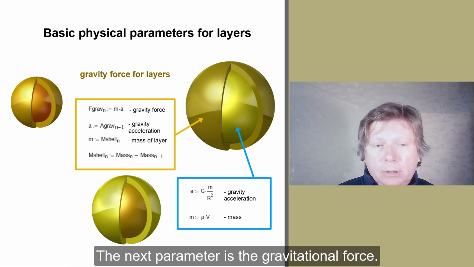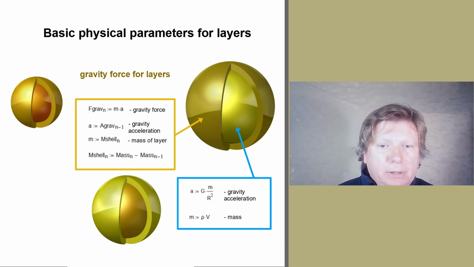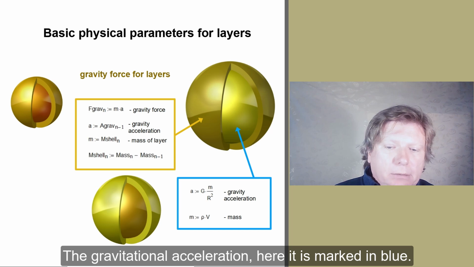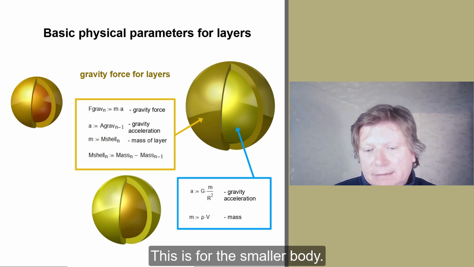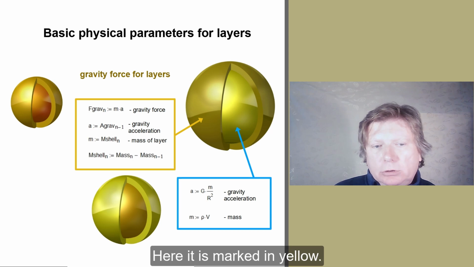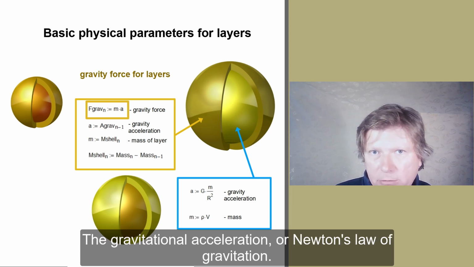The next parameter is the gravitational force. Gravitational force for all the layers. It would be for the next layer if the given ball had the given volume and parameters. Gravitational acceleration is marked here in blue. The gravitational acceleration is known. This is for the smaller body. Mass is also known. Here it is marked in yellow. The gravitational force is the product of mass and acceleration, or Newton's law of gravitation.